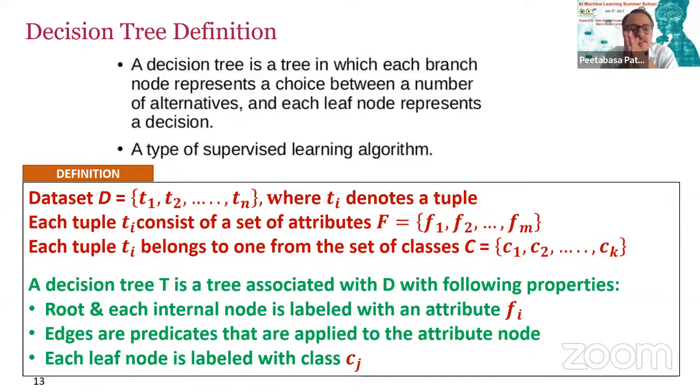The edges are the predicates which are applied to the attribute node, and each leaf node is labeled as a class Cj, because at the leaf node we have a very clear decision of what the decision should be. There is no ambiguity about it at that point of time.